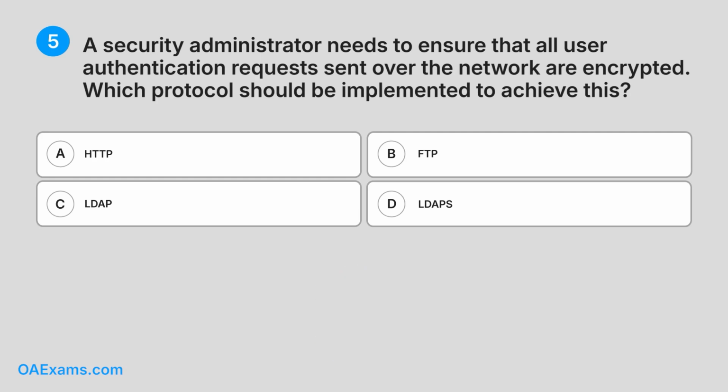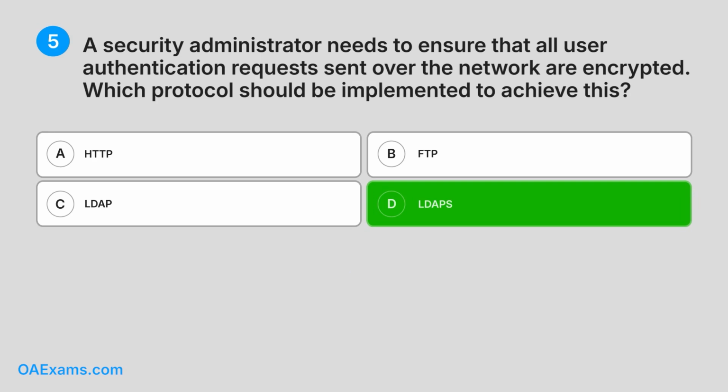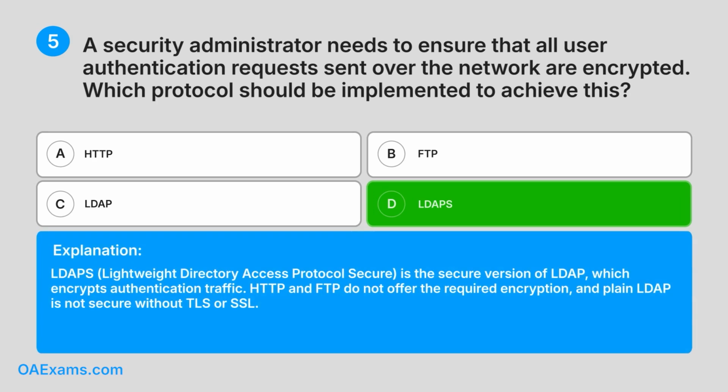Correct answer. D. LDAPS. Explanation. LDAPS, Lightweight Directory Access Protocol Secure, is the secure version of LDAP which encrypts authentication traffic. HTTP and FTP do not offer the required encryption, and plain LDAP is not secure without TLS or SSL.